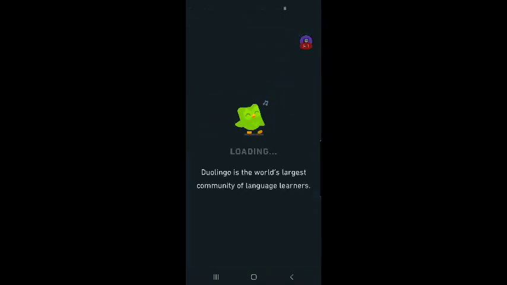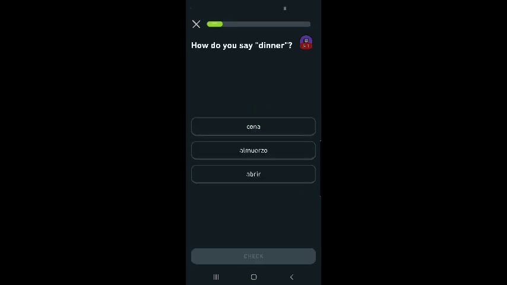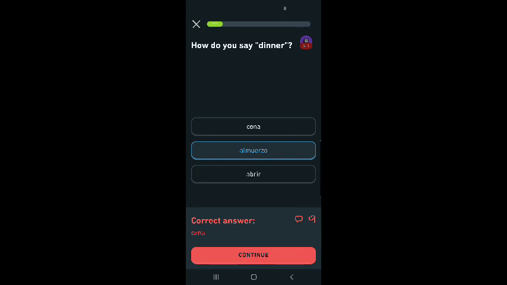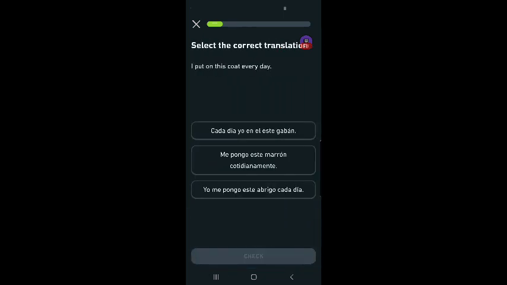Duolingo is the world's largest community of language learners. How do you say dinner? I don't want to say supper. Almuerzo. Cena. Oh, lo siento. Almuerzo, I think, is lunch. Abrir means to open. I put on this coat every day. Me pongo este abrigo. Yo me pongo este abrigo cada día.